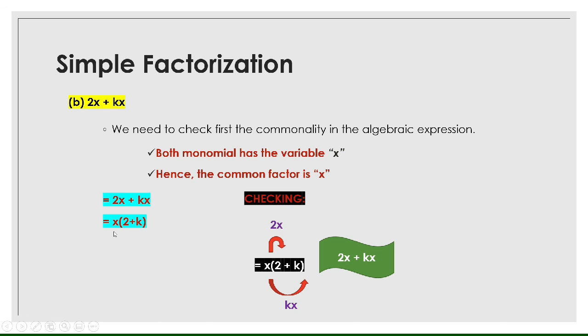So, bukod sa X times 2 plus K, meron pang ibang sagot na pwedeng mangyari for this question? Yes, there is. Katulad ng nangyari kanina. Kung gagawin mong negative X ang nasa labas, that's gonna be negative X times negative 2 minus K. So, that could also be a possible answer. But this is the most common answer na makikita nyo for this one.